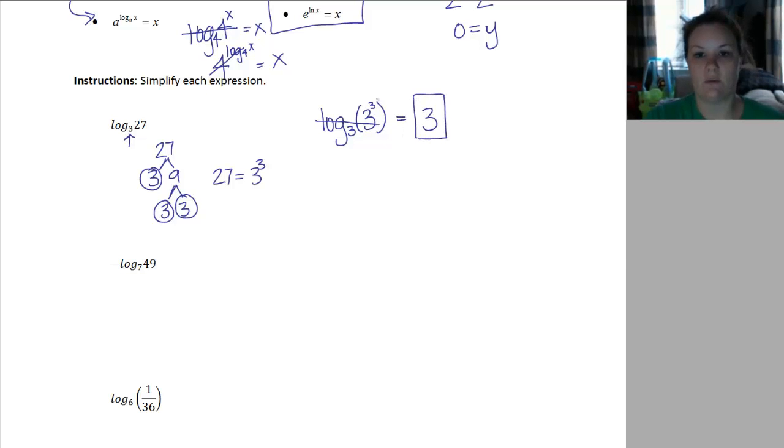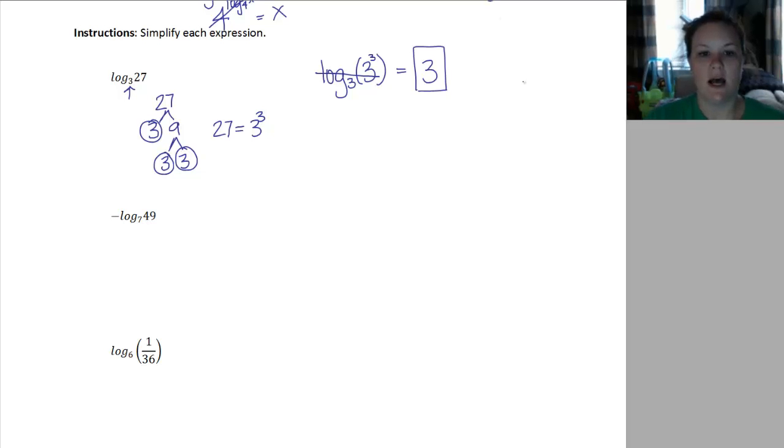Okay, notice the 3 is no longer in the exponent. Since everything canceled out, that exponent is now my answer, which is just a regular number. Okay, same thing on the next one. I want to know, can I write 49 as 7 to some power? If you're not sure, you can factor it. 49 is 7 times 7, which means that this is 7 squared.